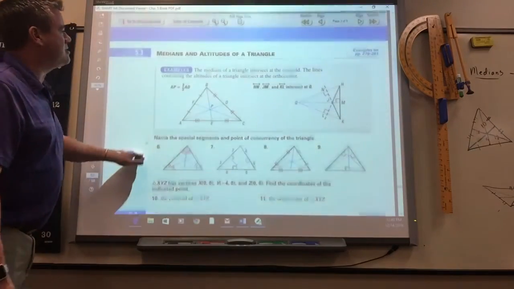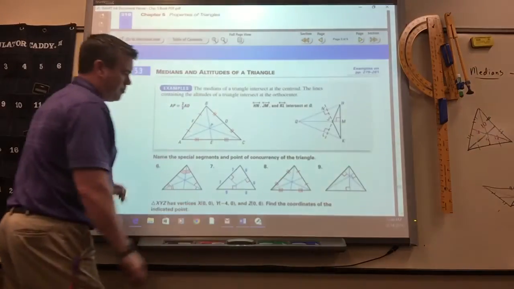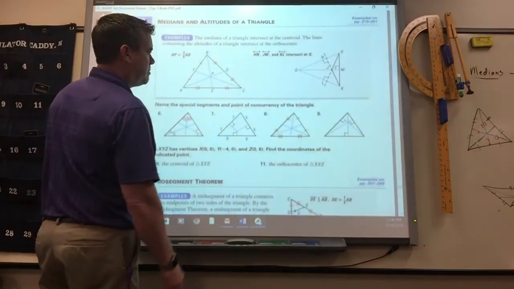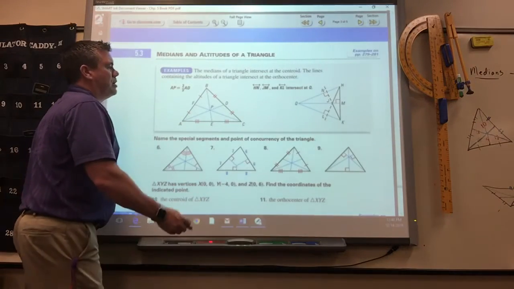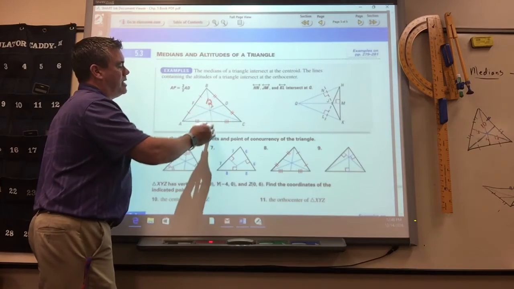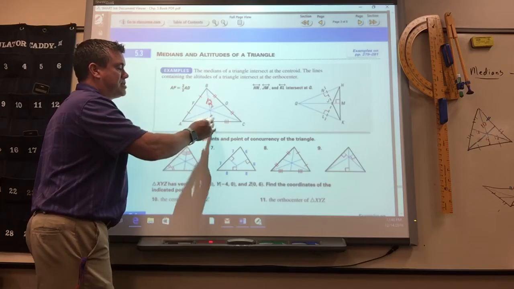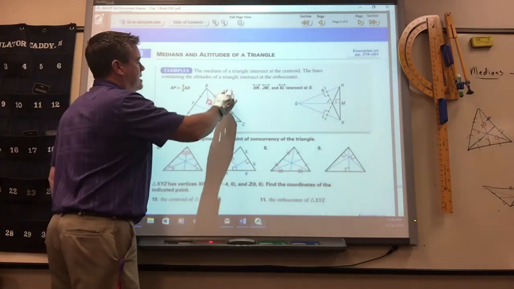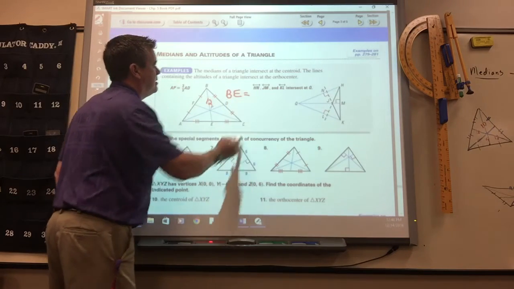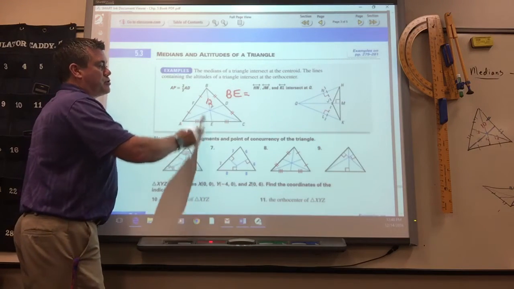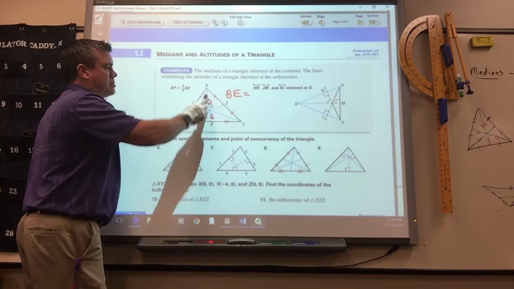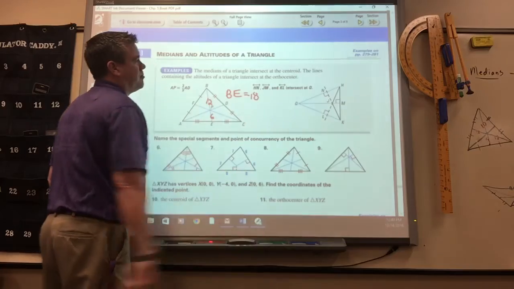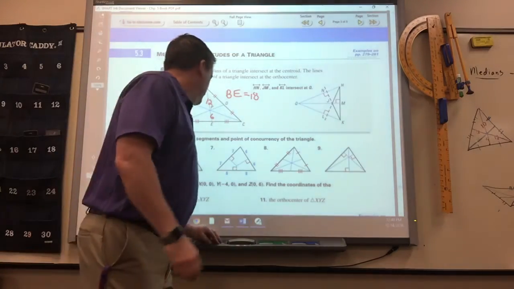Here we got the medians. They don't have an example of it, but it's like I showed you. If this is 12 and they ask for PE, it's 6. Now make sure, sometimes they show it like that and they ask for BE. So there you have to realize that that's 6, so BE is the whole length, so that'd be 18.